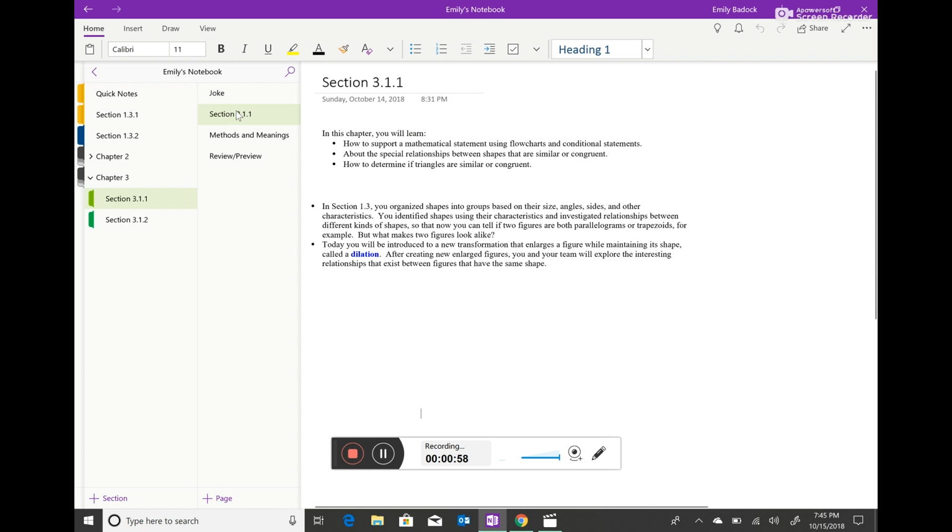So in section 1.3, you organized shapes into groups based on their sizes. So we are going to be looking at different figures and going back to that chapter and that section a lot during this chapter. And then today you will specifically be introduced to a new transformation that enlarges a figure while maintaining its shape. So it's called a dilation. So we're making it bigger, but it's keeping its shape. So it's creating a new enlarged figure.